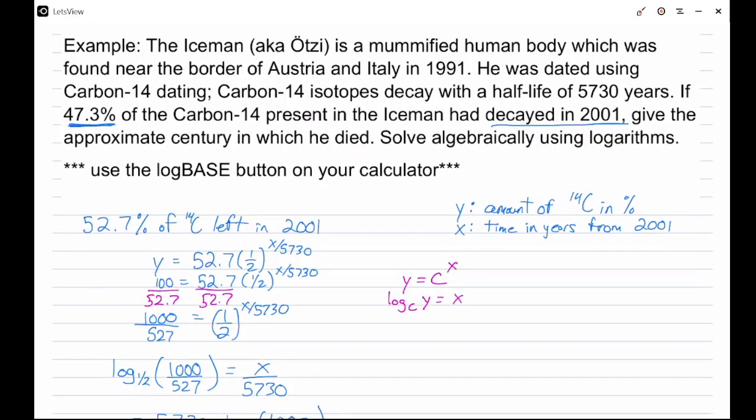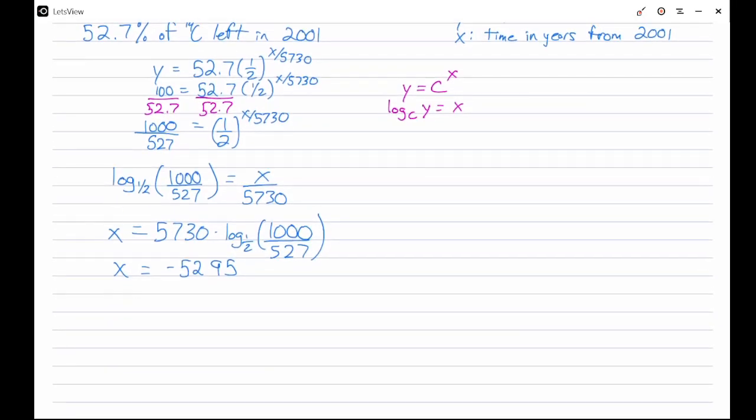We know that we then, to answer the question, if I jump back up there again, I'm looking for the approximate century in which he died. So I take the year in which we had the sample when we had 52.7% of the carbon-14 left. We go back by 5,295 years, and that gives us approximately the year negative 3,300. So the century we're looking at is 33 BCE.